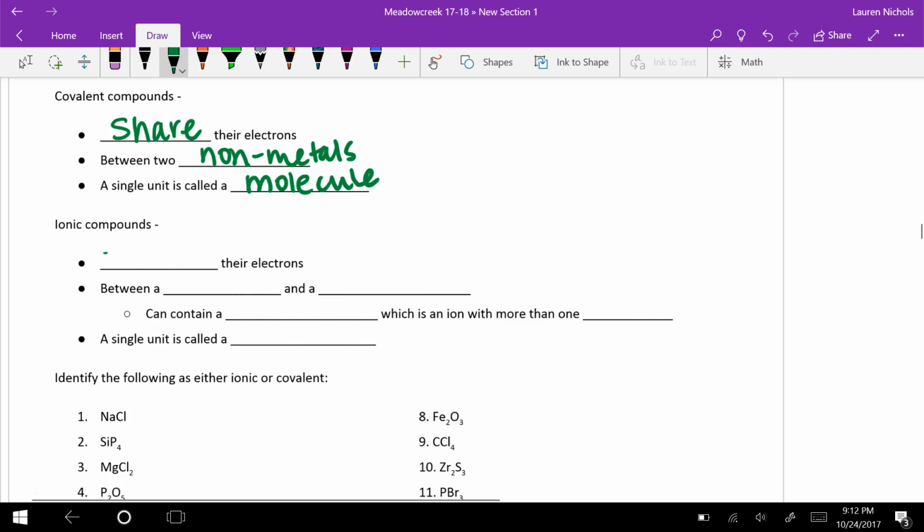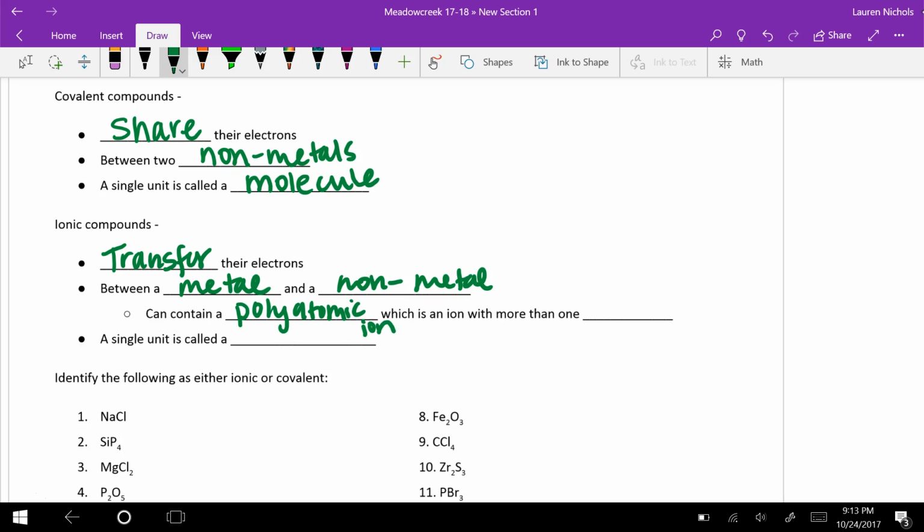And for ionic compounds, they are going to transfer their electrons, and it's usually between a metal and a nonmetal. And it can also contain a polyatomic ion, which is an ion that has more than one atom. Poly, meaning many, atomic, talking about atoms, so it's an ion with many atoms in it. And a list of polyatomics is on the back of your periodic table in the common ion sheets. And a single unit is called a formula unit.